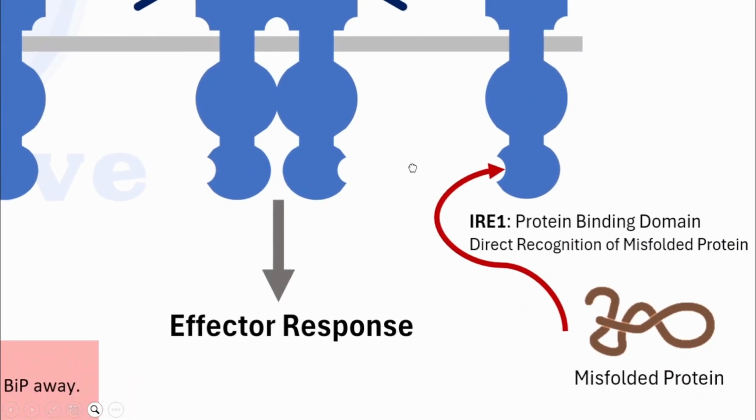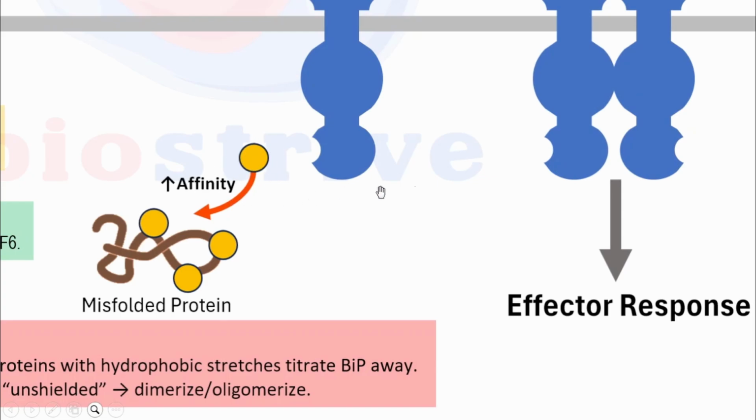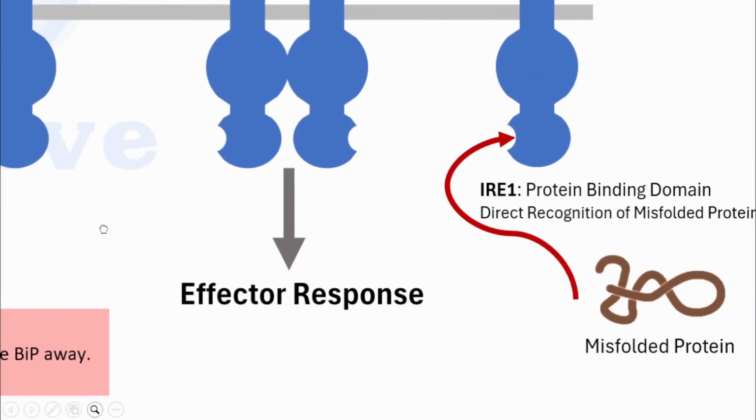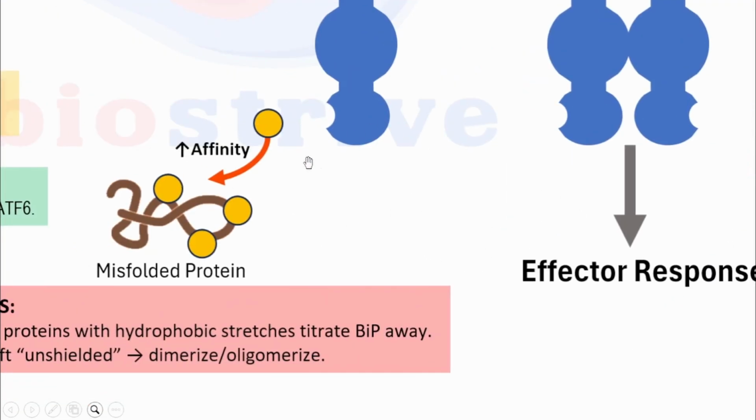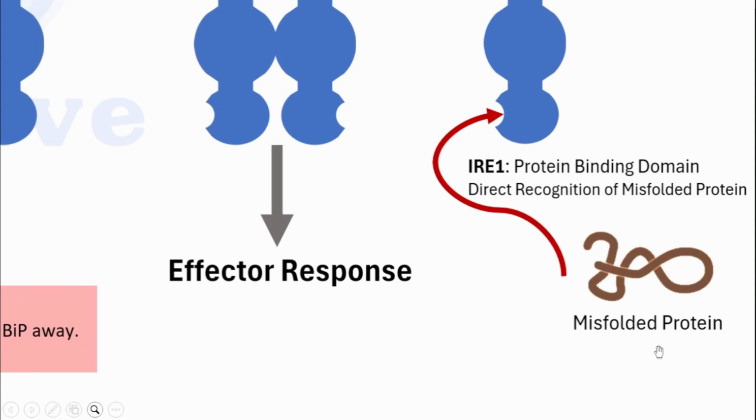Now, the second mechanism is independent of this BIP binding. Suppose this BIP is already dissociated and bound to these misfolded proteins. These receptors also have a specific site for binding of the misfolded protein. The misfolded protein segments will bind to these specific sites, which are most common in the IRE1 stress receptor. We call that the protein binding domain. It directly recognizes the misfolded protein.